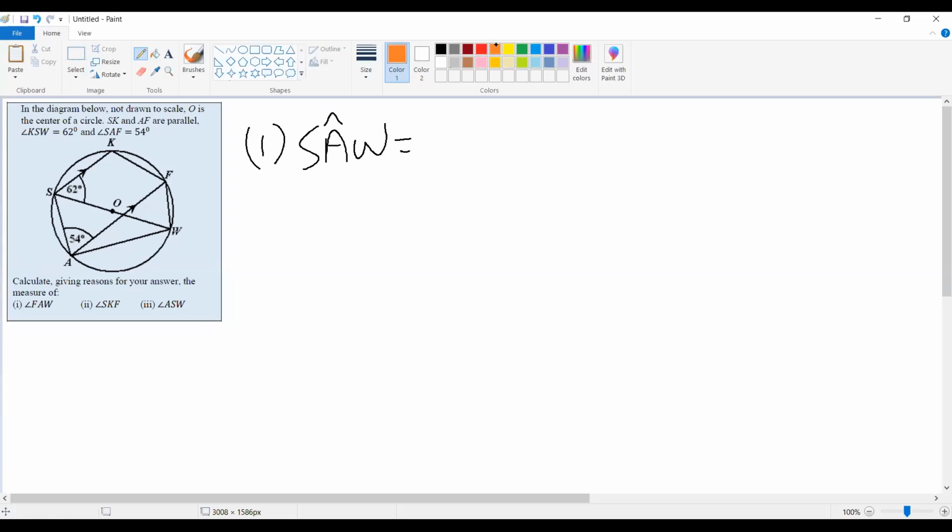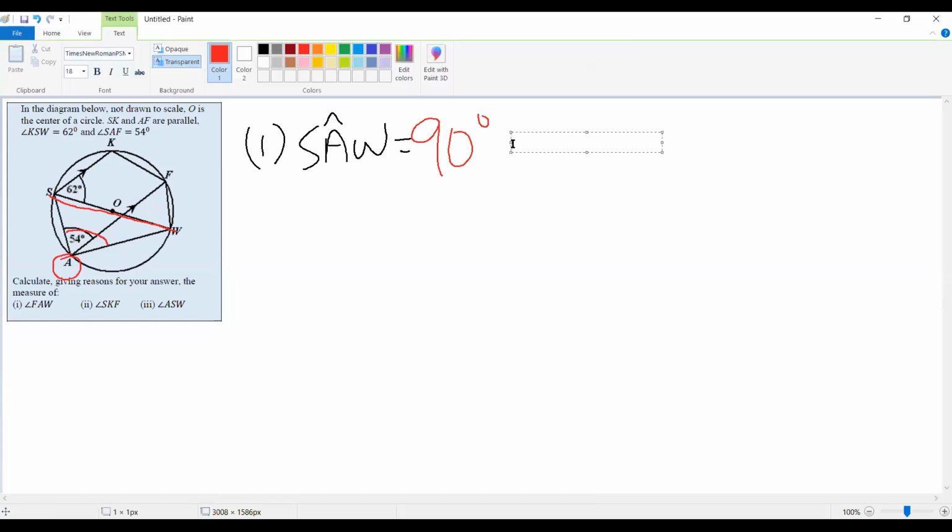That's this angle here. That's this entire thing here. Now, if you all notice, SW is a chord in the circle and it cuts the circle into half. So when that happens, the angle that is subtended is 90 degrees. Okay? That's one of the theorems. So let's see. Let me just write it down. The angle in a semicircle is 90 degrees.